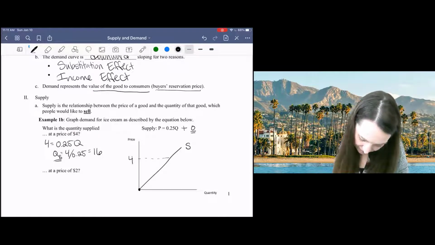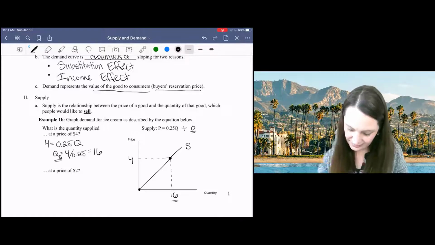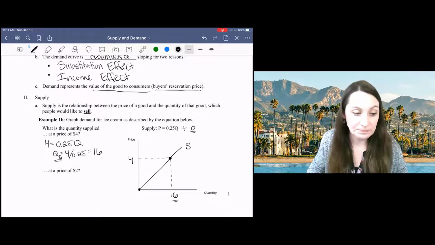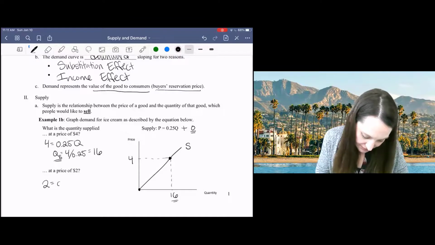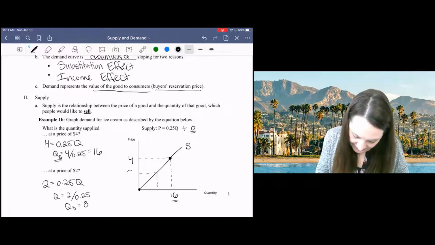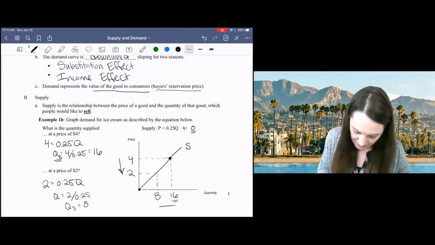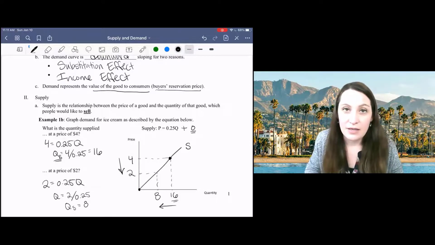So at a price of 4, the point along the supply curve tells me how much will be supplied, and that is a quantity of 16. Likewise, at a price of 2, we would have a quantity supplied of 8. So unlike demand, you can see here that as the price decreases, the quantity supplied also decreases.